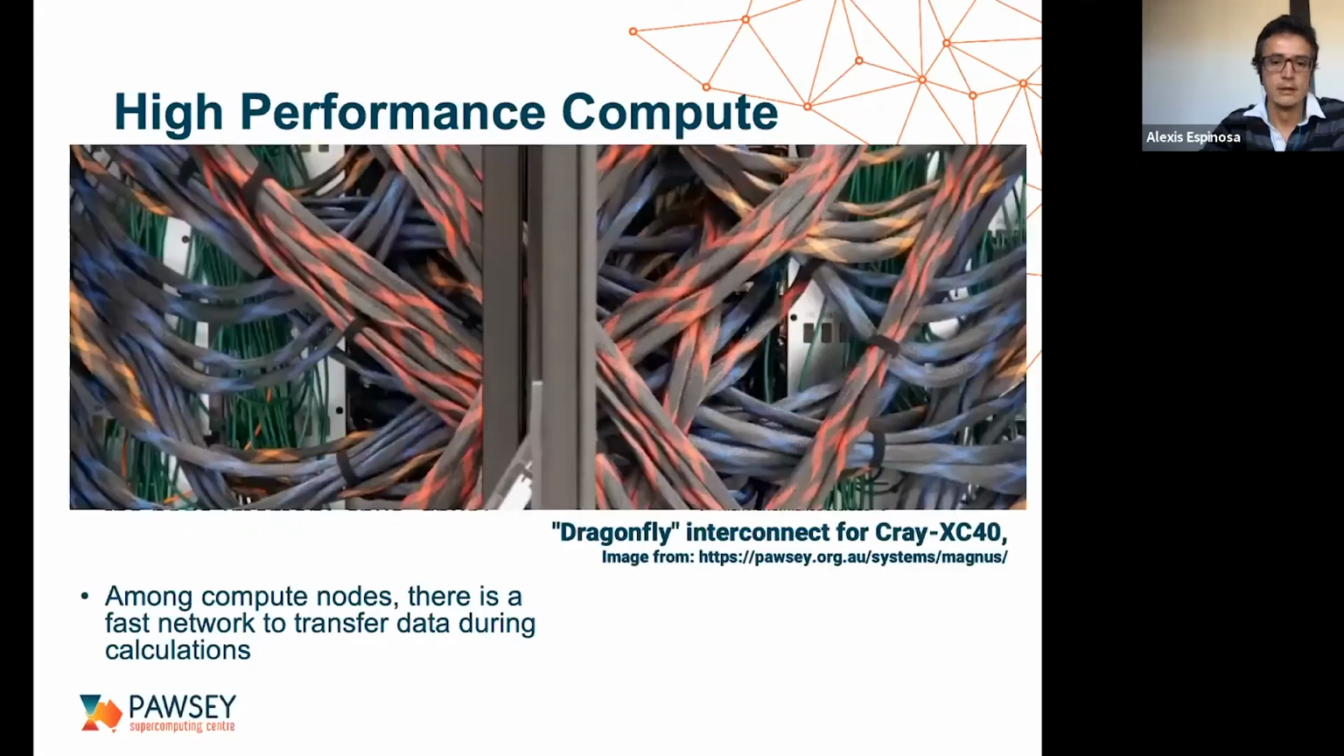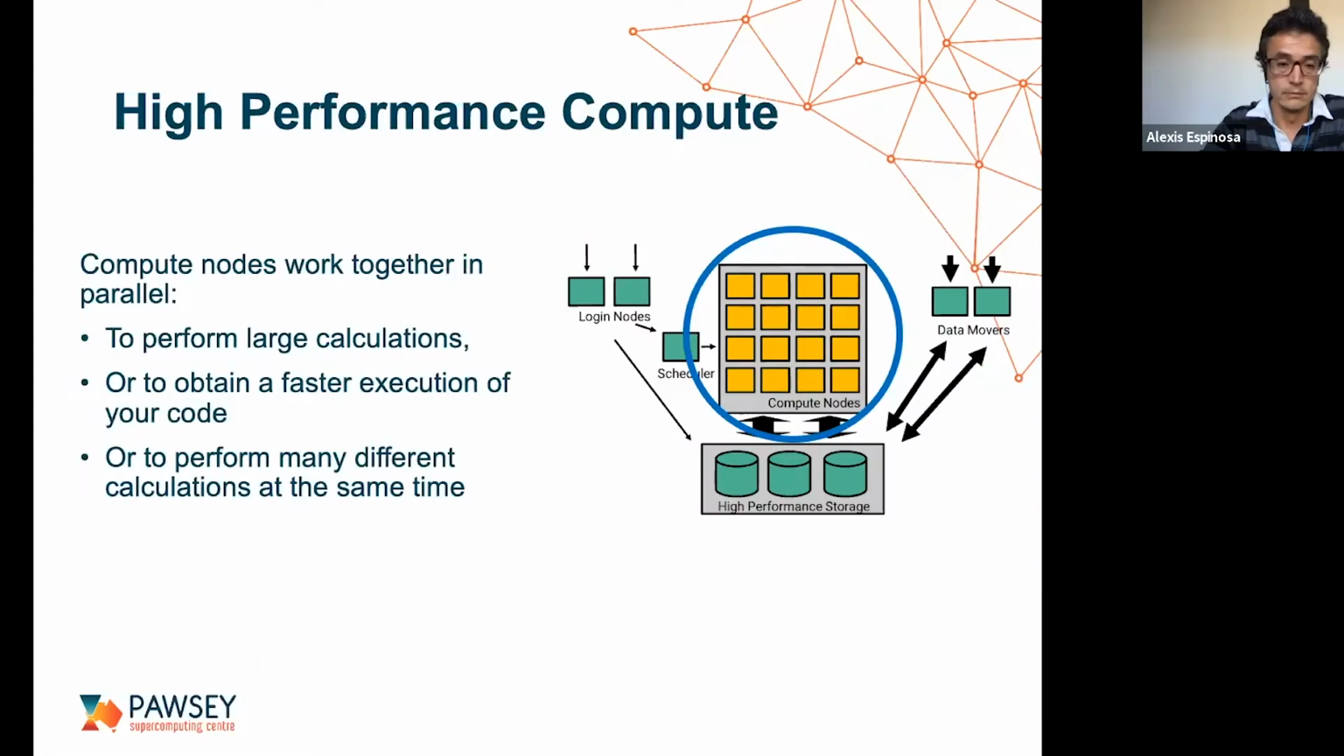This is just a picture of the amount of cables that are behind the cabinets of Magnus here at Pawsey, connecting all the blades. Not a single blade connecting with all other blades, but connections are one to many, so that the communication is fast between the nodes. And that's what makes these supercomputers powerful.